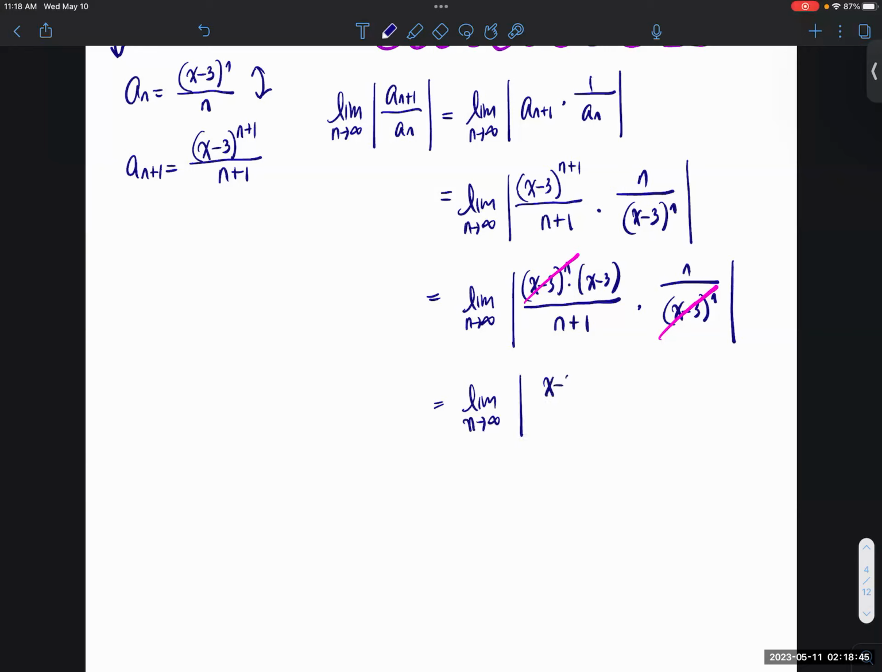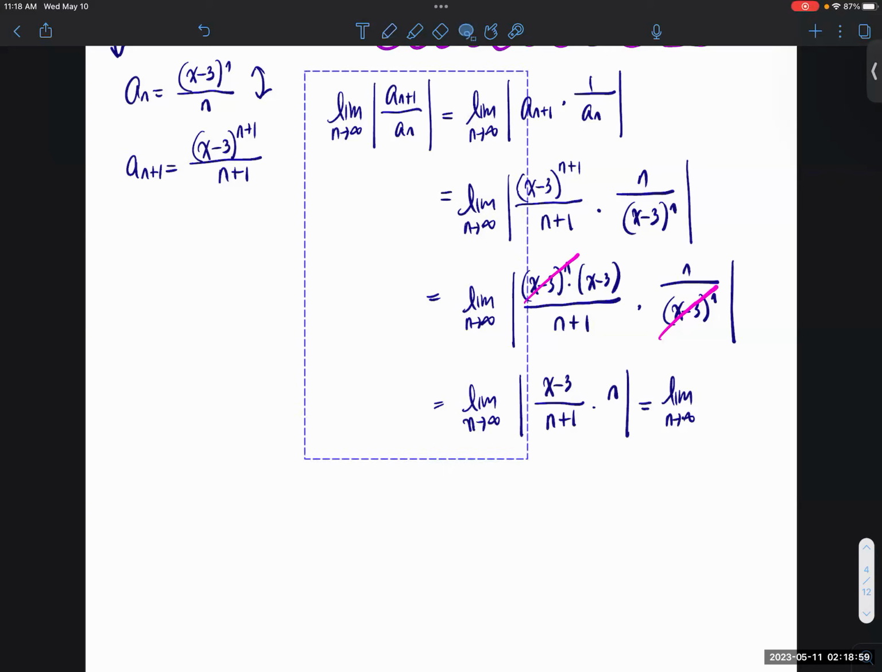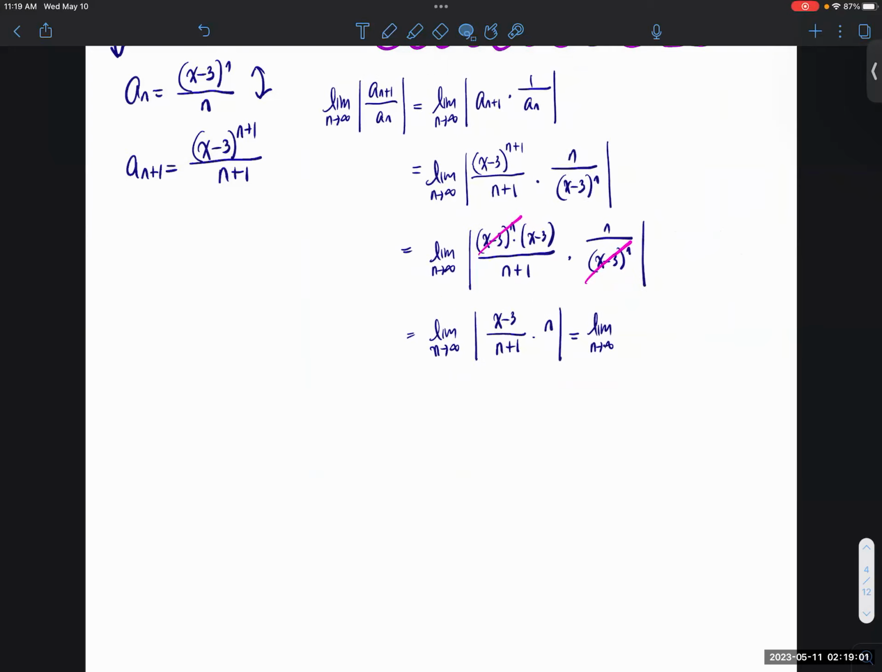We have (x minus 3)/(n plus 1) times n. I can rewrite it, so let me minimize it a little bit. I can change the order. That means (x minus 3) times n over (n plus 1).